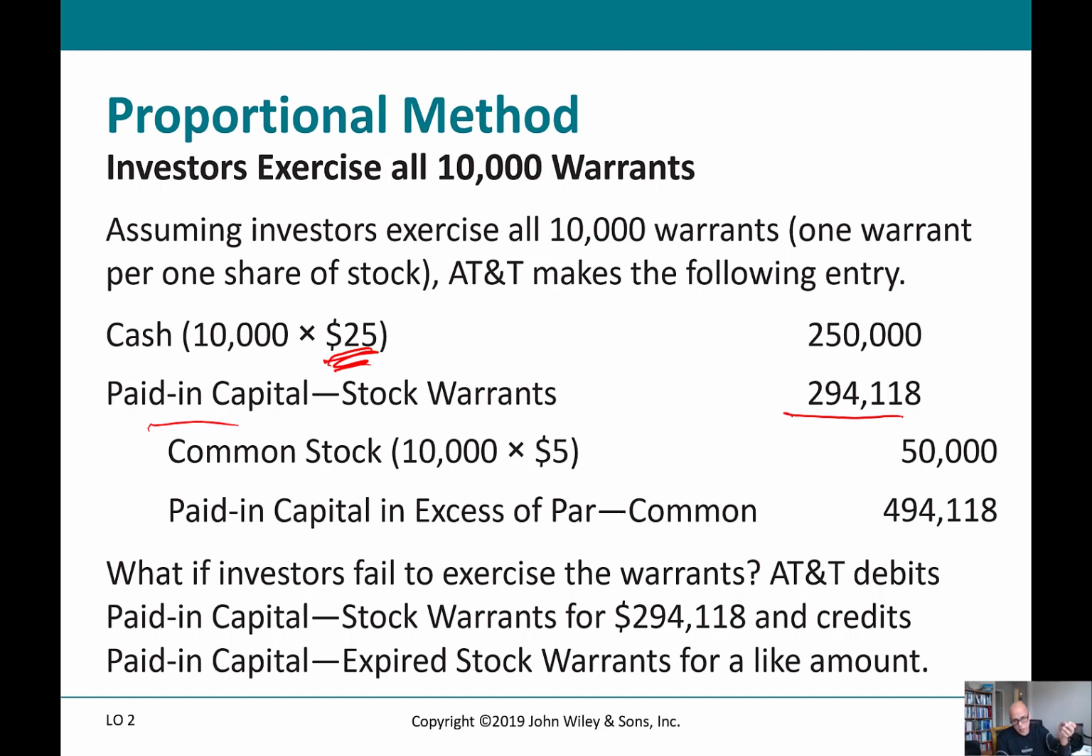If all the warrants expire, then you simply debit APIC warrants and credit regular APIC, because now you're simply saying, hey, there was some value that came in. That 10 million, we assigned 294,118. That value came in, but now the period has expired, because usually they put a period of time for the exercise of warrants. So now we're just treating that as additional paid-in capital. Okay? All right, good. And that's just that part right there.